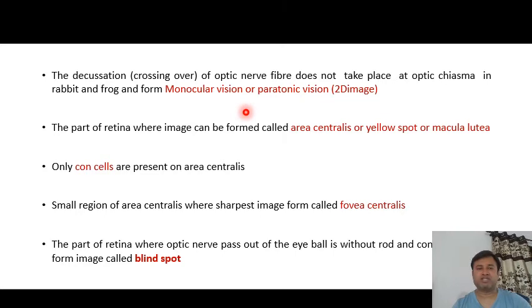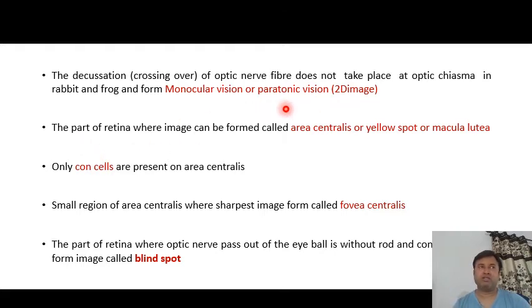Such type of vision is called monocular vision or paratonic vision. This vision is also present in birds like the owl. If you have seen an owl, when it kills its prey, it rotates its eye, because it looks like 2D vision and monocular vision. In monocular vision, depth cannot be measured, so by rotating the eye it tries to locate the depth or exact location of the prey.